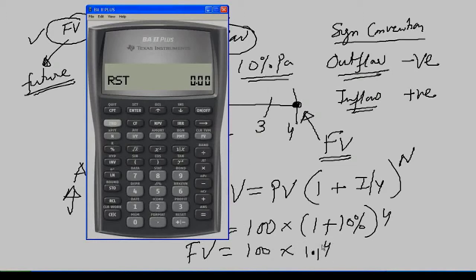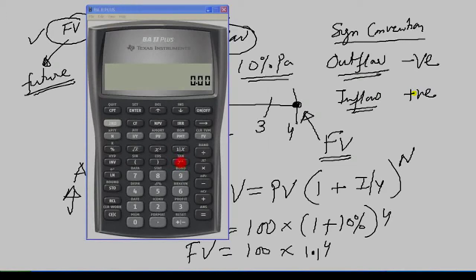So first, I am not using any time value of money calculations. I am just using the normal calculation. So which way do I want to do it? First I want to take this 1.1 to the power 4. You will see that there is a function called y to the power x. If you notice over here, you have a button y to the power x.